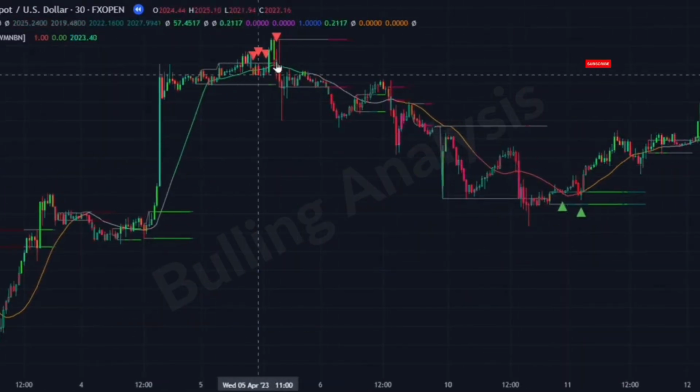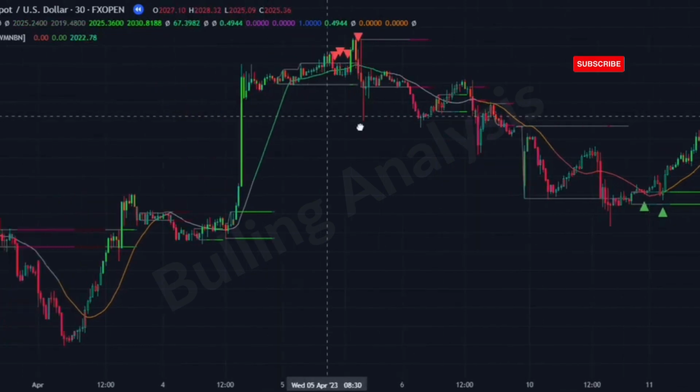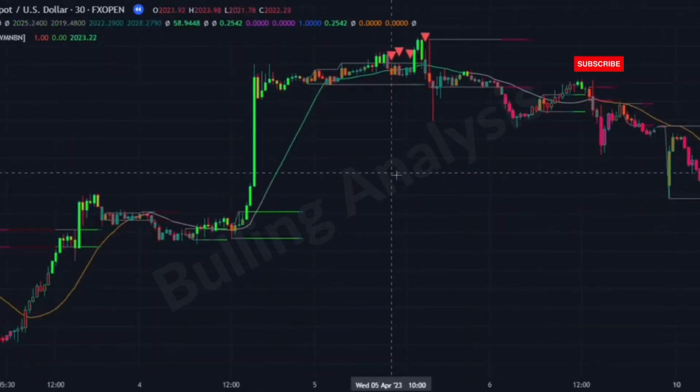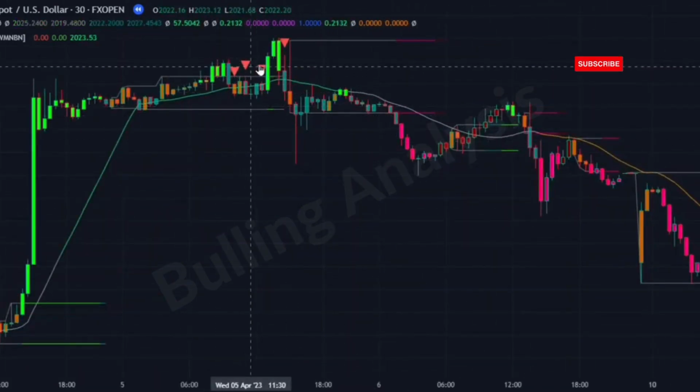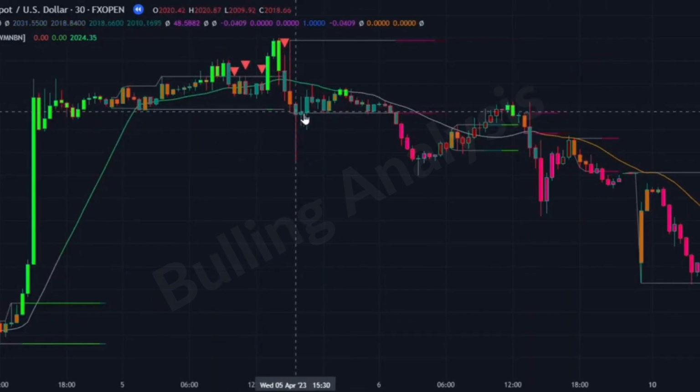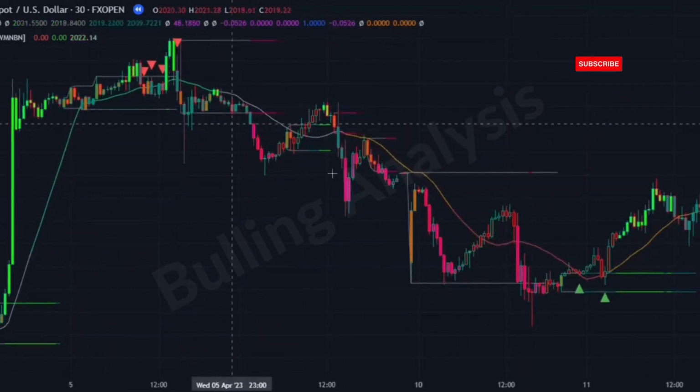Okay, here we had a couple of breakouts. Wait, let me zoom in. We had a couple of reversal signals, and price broke out at this point, so if we entered a trade at this point, as we can see, a good bearish move.